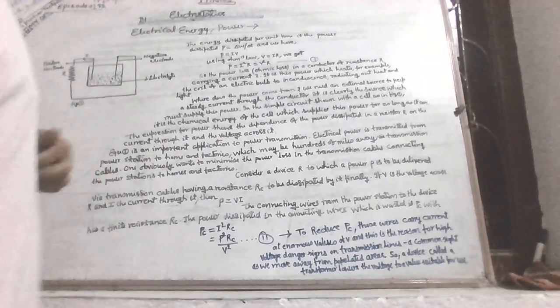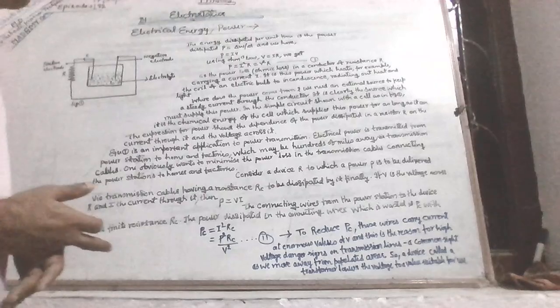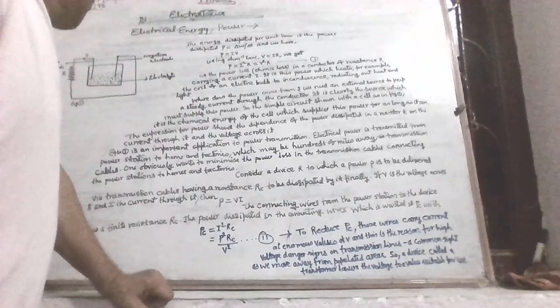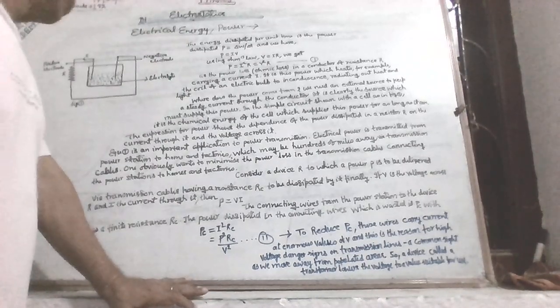The expression for power shows the dependence of the power dissipated in a resistor R on the current through it and the voltage across it. Equation 1, P = V²/R or I²R, has an important application to power transmission. Electric power is transmitted from the power station to homes and factories, which may be hundreds of miles away, by transmission cables. One obviously wants to minimize the power loss in the transmission cables connecting the power stations to homes and factories.